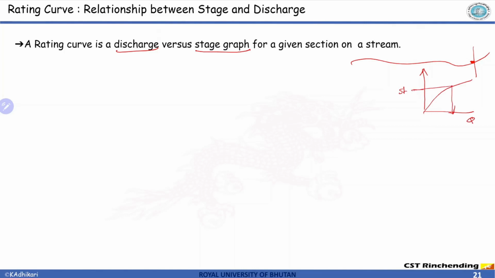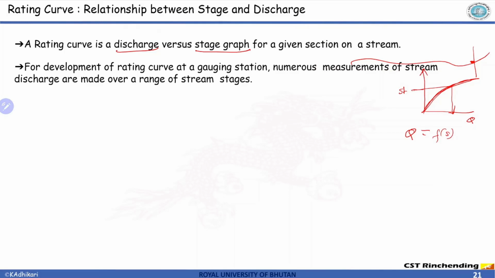So this curve gives the relationship between discharge and stage, because the discharge is a function of stage for a particular section. If a rating curve is developed at one particular section, let's say for example the Lungthemphu site, then that is applicable for only that location. It is not applicable for any other location.